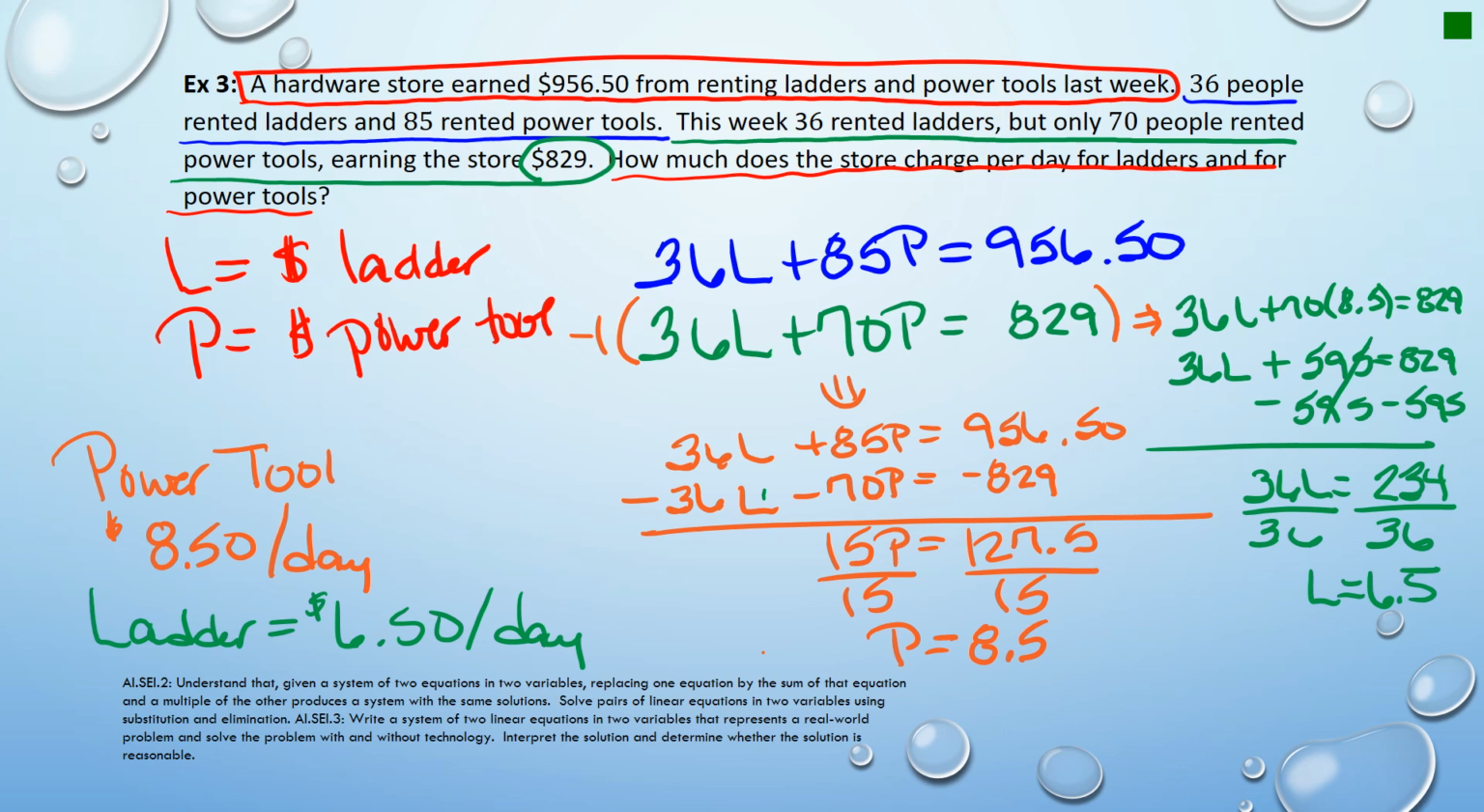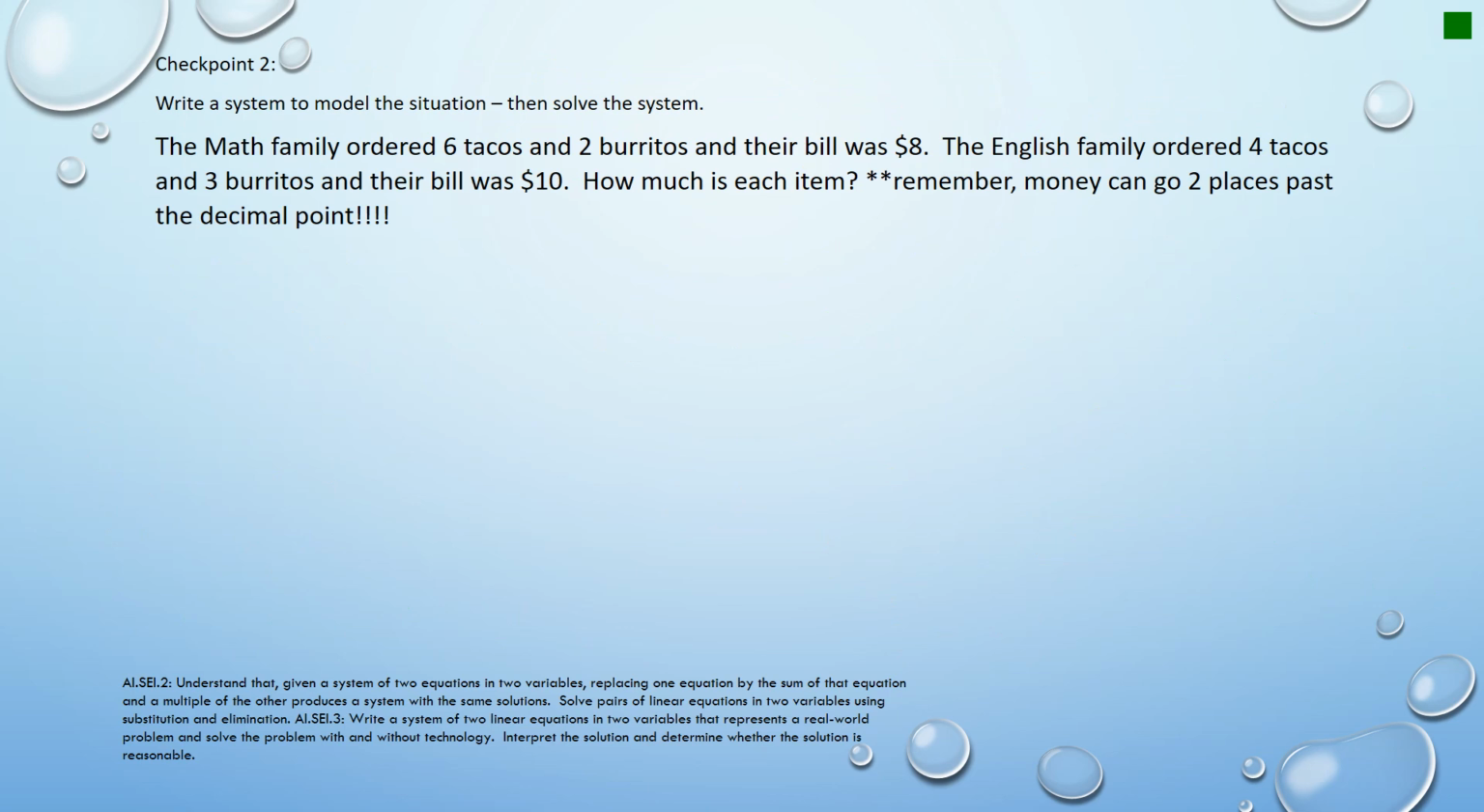Okay, got one more slide. Checkpoint 2, you're going to write a system to model the equation. Now, this is just like power tools and ladders. The math family ordered 6 tacos and 2 burritos. Their bill was $8. The English family ordered 4 tacos and 3 burritos. Their bill was $10. How much is each item?